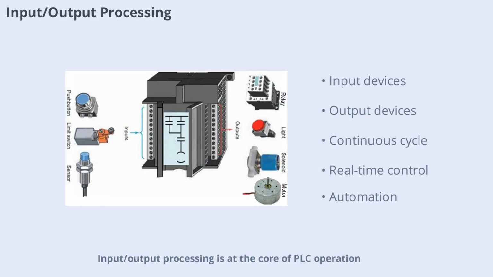Input-output processing is at the core of PLC operation. Input devices supply signals to the PLC, indicating events or conditions in the system. Output devices await commands from the PLC to perform actions like turning on lights or motors. The PLC continuously receives input signals, runs the programmed logic, and sends output signals to control devices. This cycle repeats until the system is switched off, ensuring real-time control and automation.